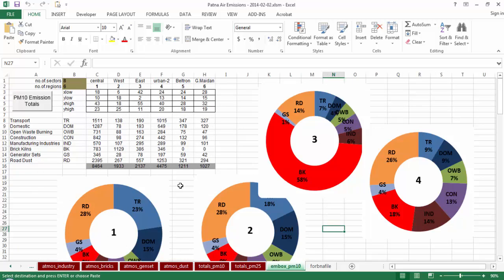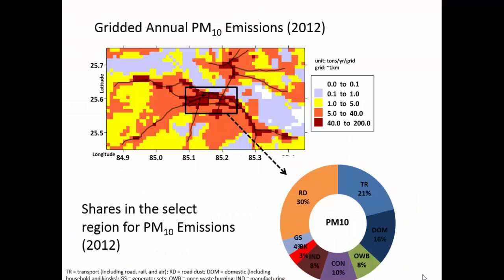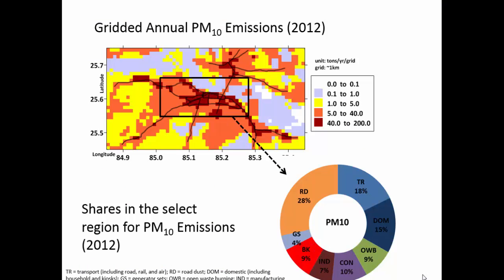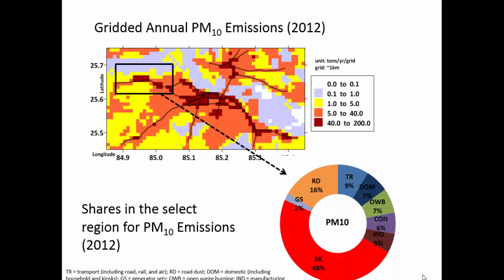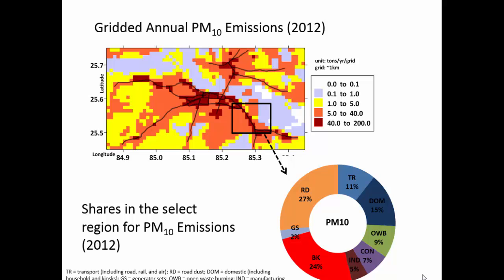And we have put another worksheet here, the emission box for PM10. So we can predefine regions for which we want to extract the data. We have predefined some of these regions. These are the regions. These are some of the results that you have seen in the previous presentation for the main urban area, the slightly greater urban area, the cluster in the west, and the cluster in the southeast.